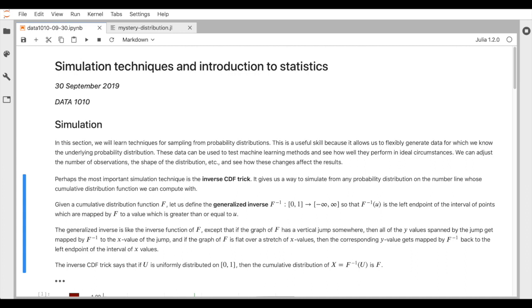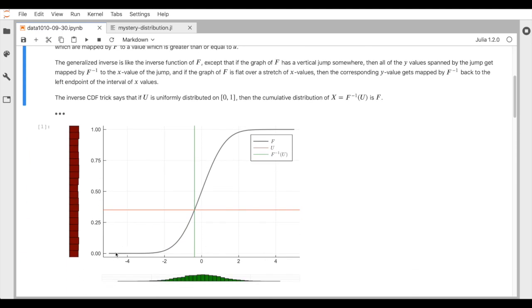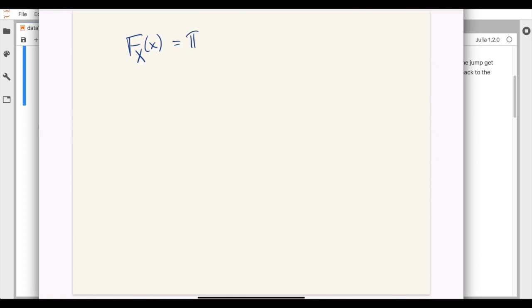And the main idea for simulating from a distribution on the real number line is something called the inverse CDF trick. And the idea is that you draw the cumulative distribution function of the distribution of interest. So this is the function which tells you how much probability mass is to the left of a given point x.